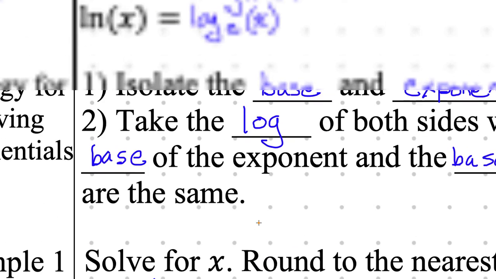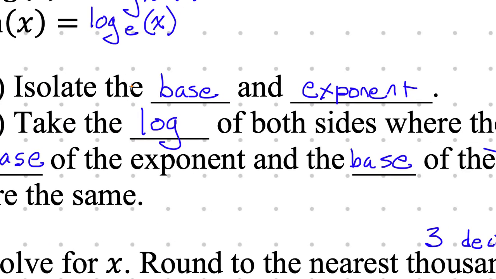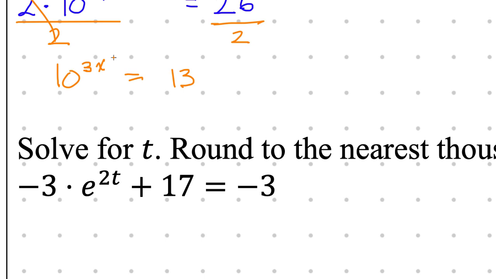All right, so we have now accomplished step number 1. We have isolated the base and the exponent. Here's the 10 to the power of 3x. That has been isolated. There's nothing else near there. Now we're going to use that undo button, the logarithm.